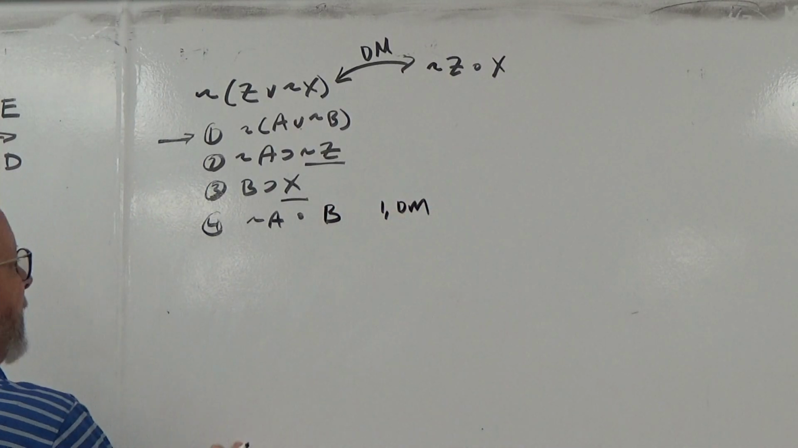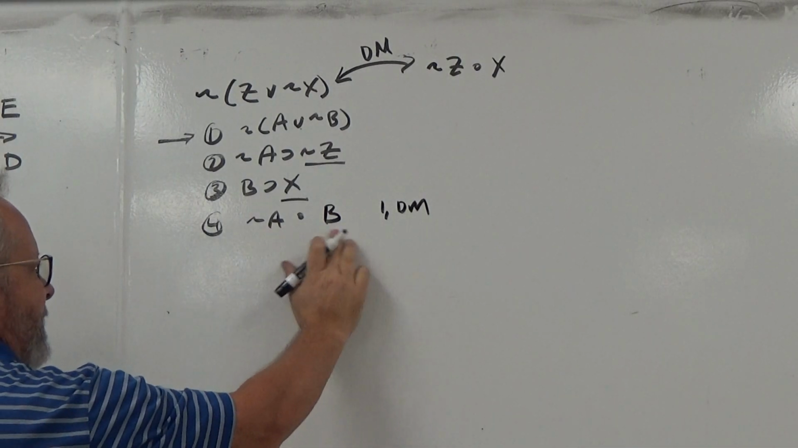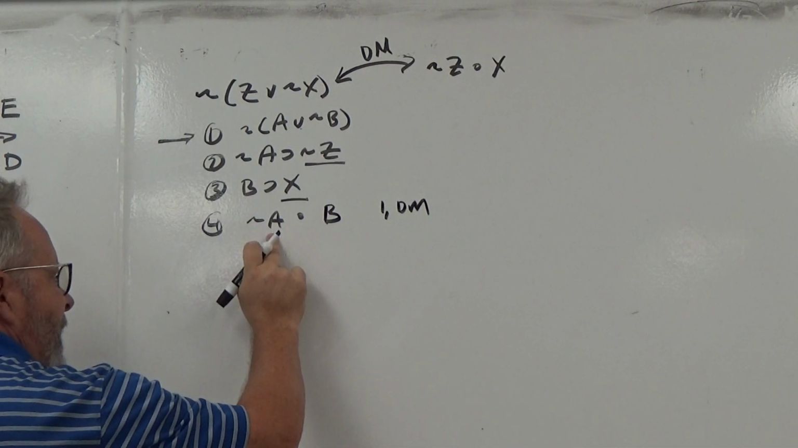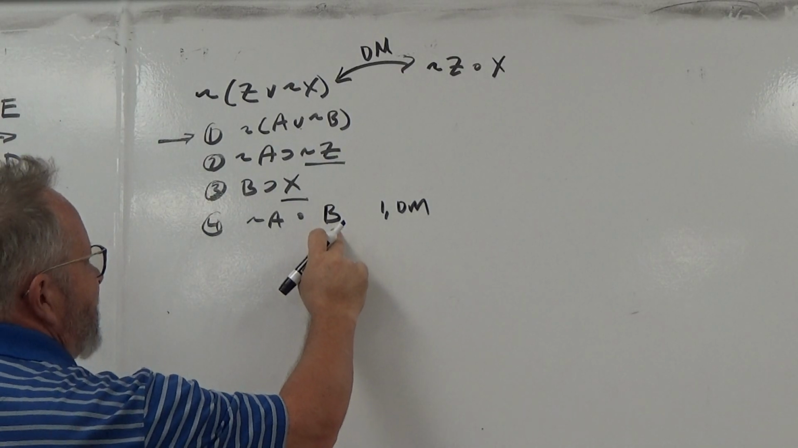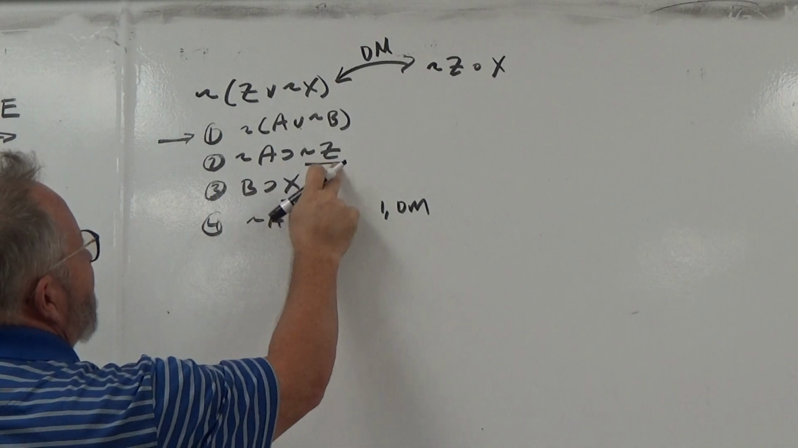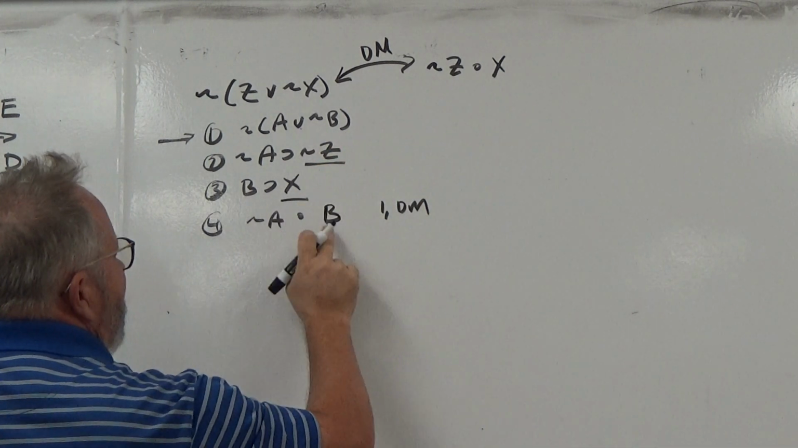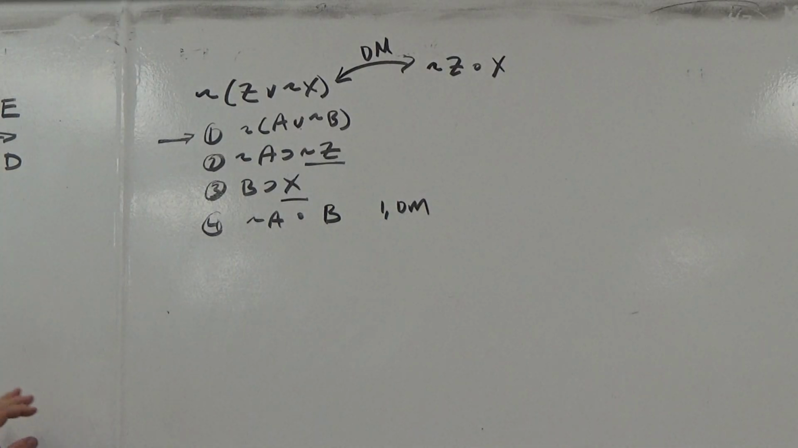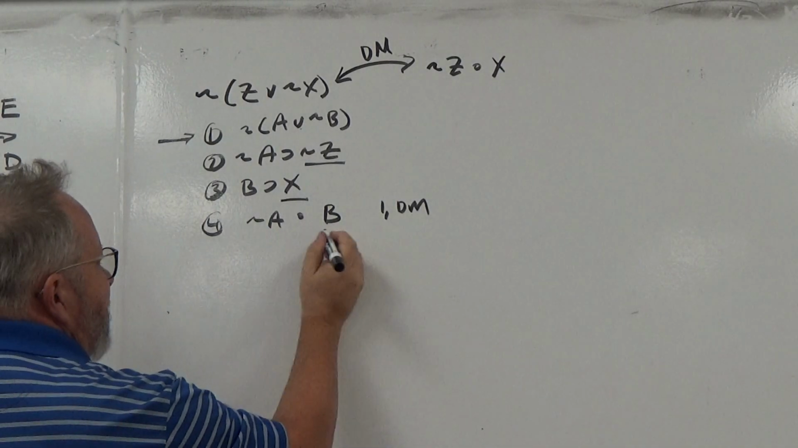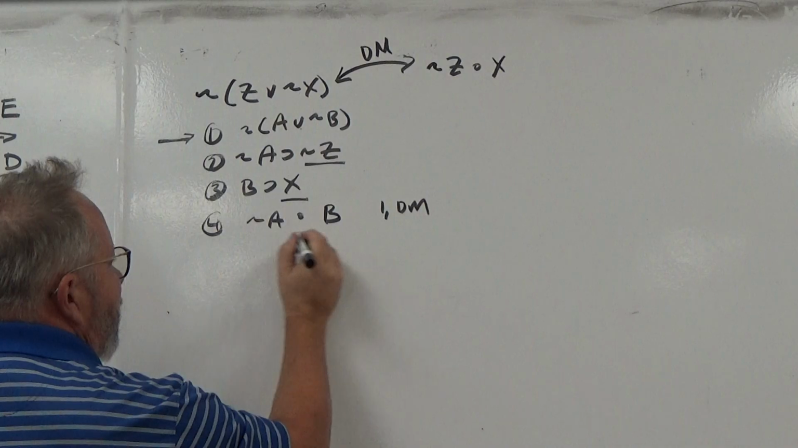Now, is that going to help us? Well, this is an and, so that means I can get the not A by itself, and I can also get the B by itself pretty easily. If I have the not A, I can get my not Z, which I need. If I have the B, I can get my X. So this is going to work out. Okay. So first things first, let me get the not A from 4.